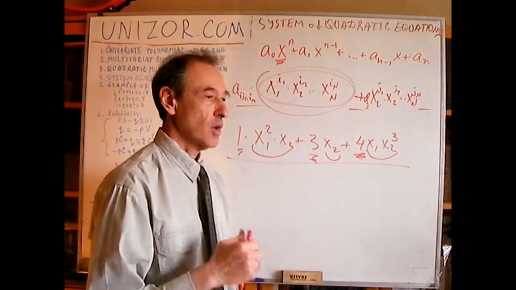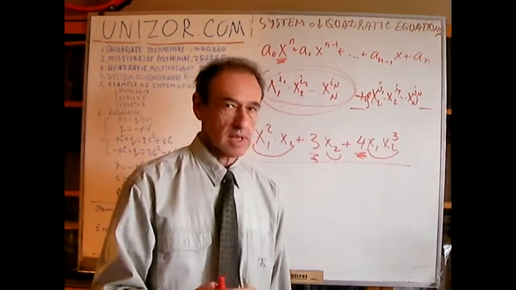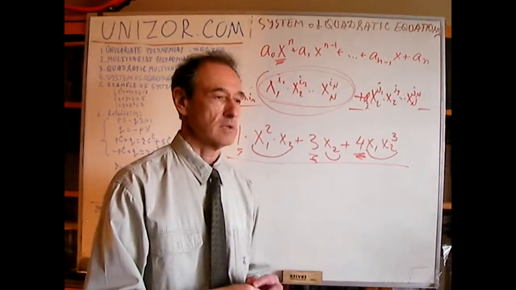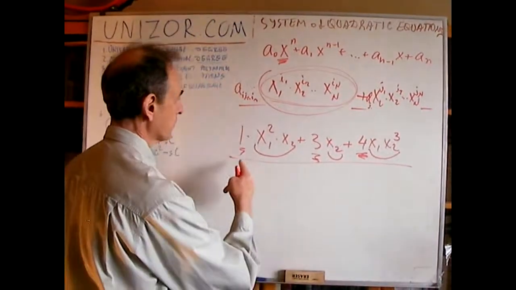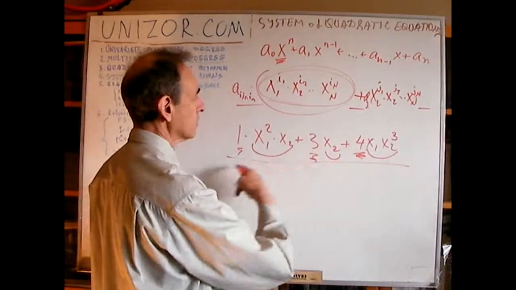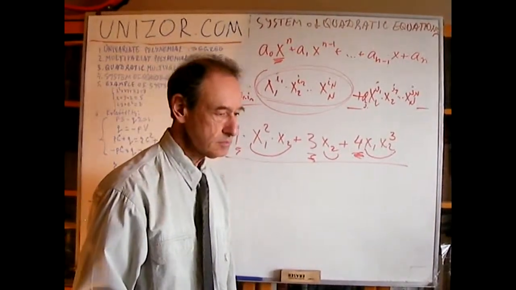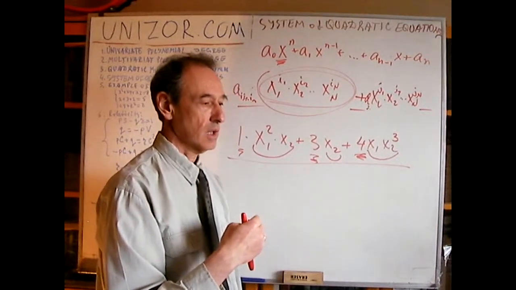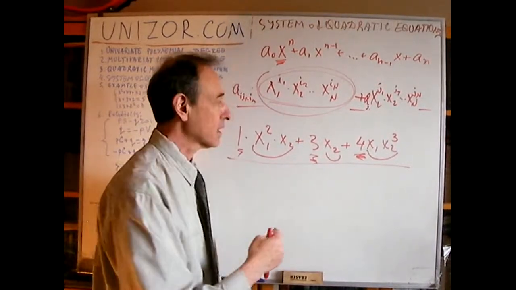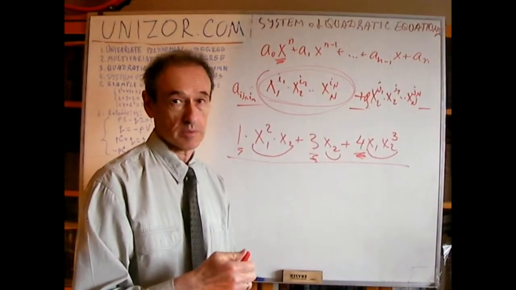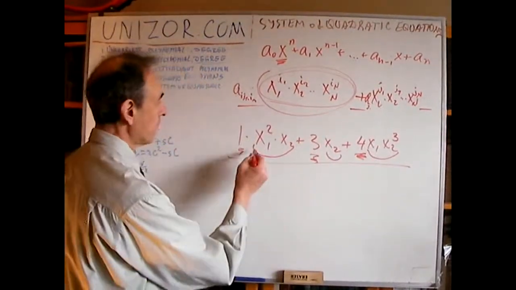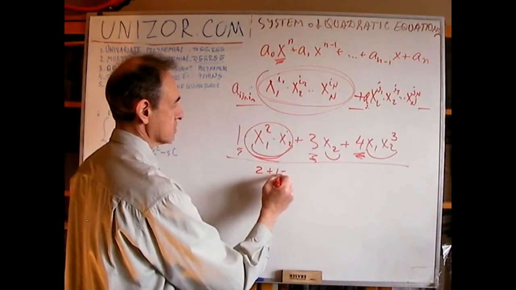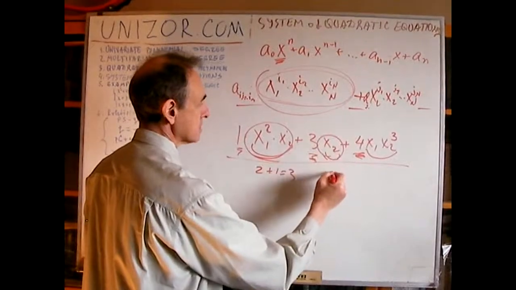Now, it does make sense, just to order things in your mind, to consider the polynomial of this type in a sequence of increasing or decreasing combined power of all the variables. Now, what's the combined power? The combined power in this case is 2 plus 1, which is 3. The combined power of this is 1.